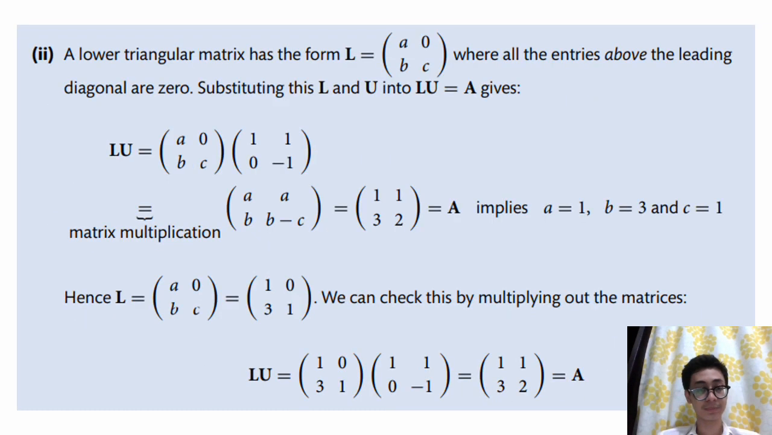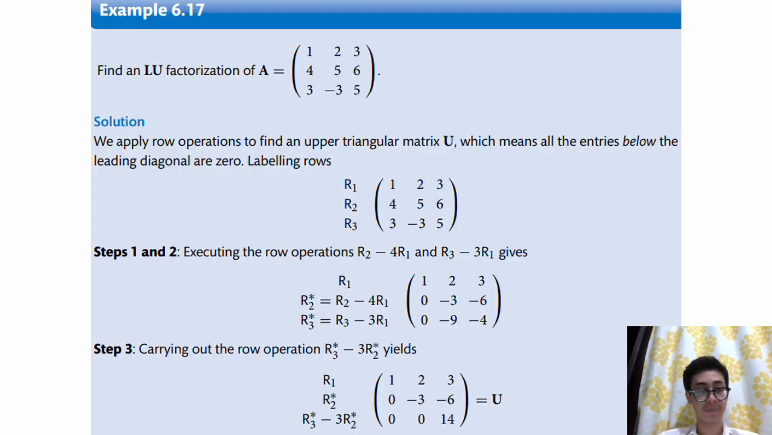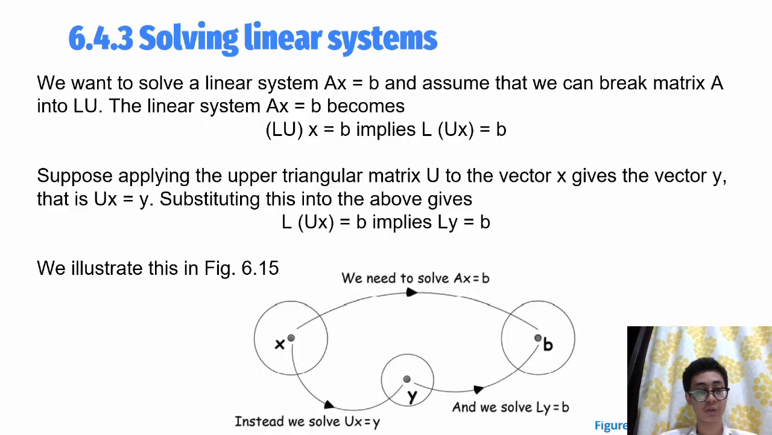This is the example. LU factorization procedure. Given a matrix A, can we form an upper triangular matrix U by using the following two row operations? The first one is multiplying a row by a non-zero constant. 2. Adding a multiple of one row to another. If the answer to this question is yes, then we can form an LU factorization of the matrix A. Suppose these row operations are represented by the elementary matrices E1, E2, E3, and EK. This is the example.